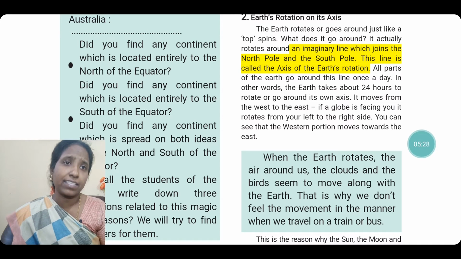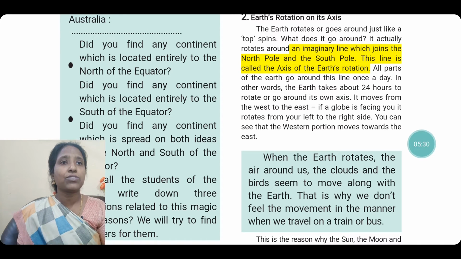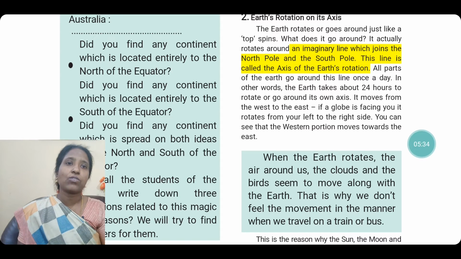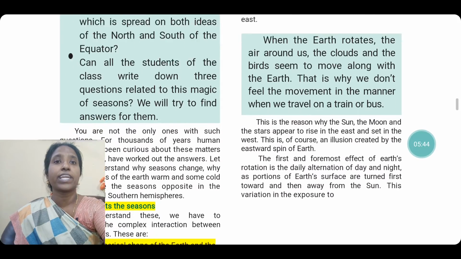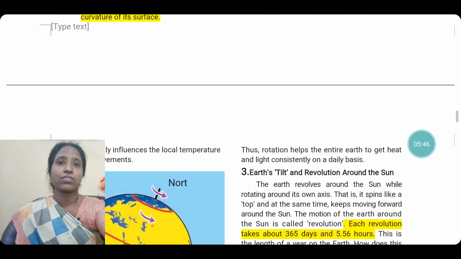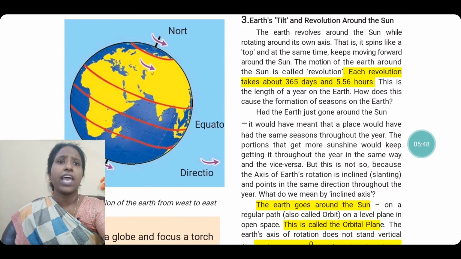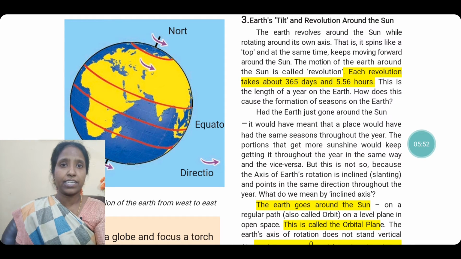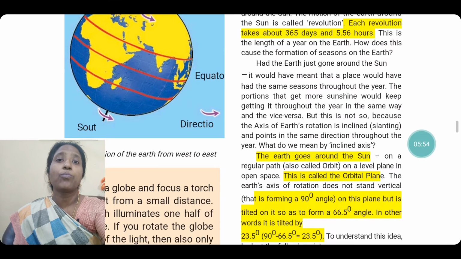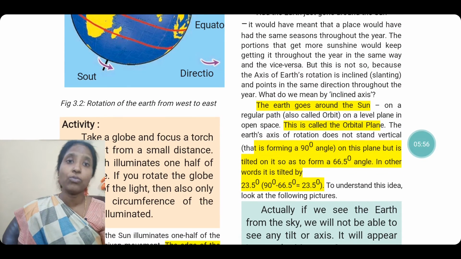Then what is this axis? An imaginary line which joins the North Pole and the South Pole is called the axis of the earth's rotation. Actually, there is no line, no rod in the middle of the earth. It is an imaginary line to show that the earth is rotating around itself. This is called the axis of rotation. You can see in the picture that the earth is tilted. It is not straight. And the movement of the earth is from west to east.